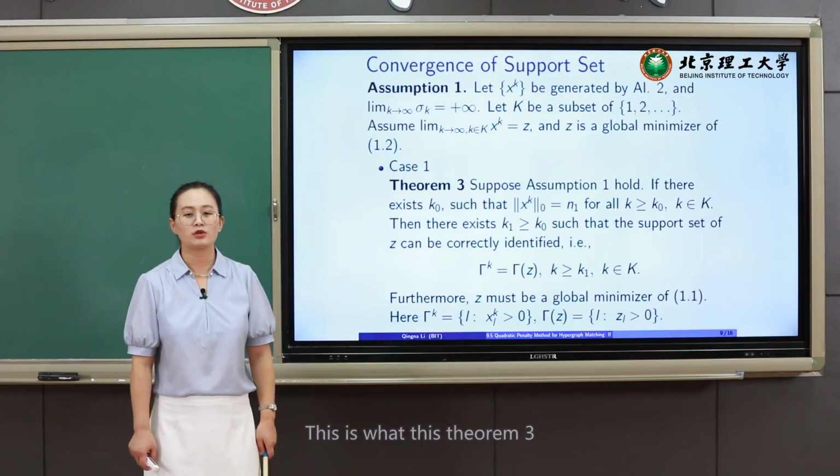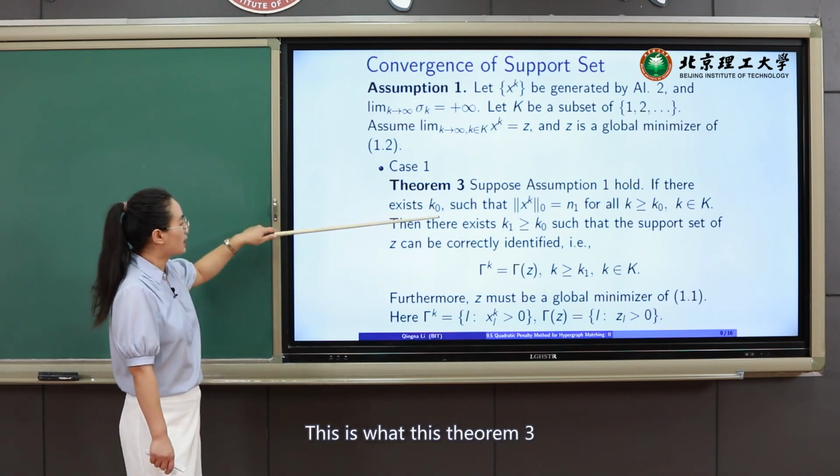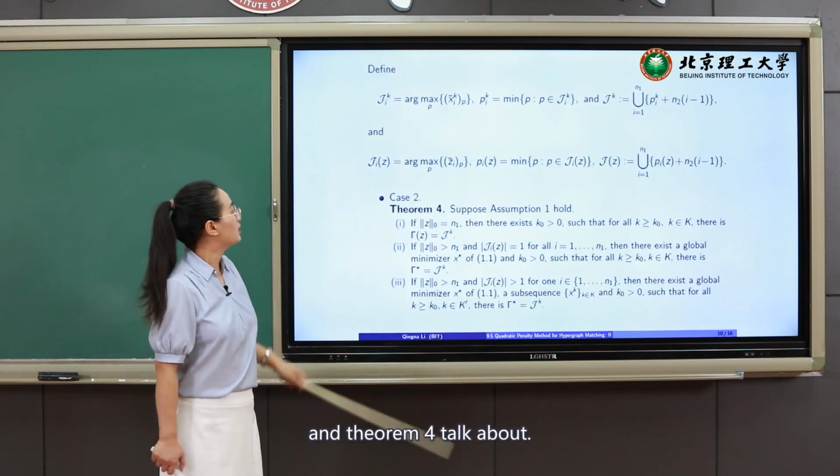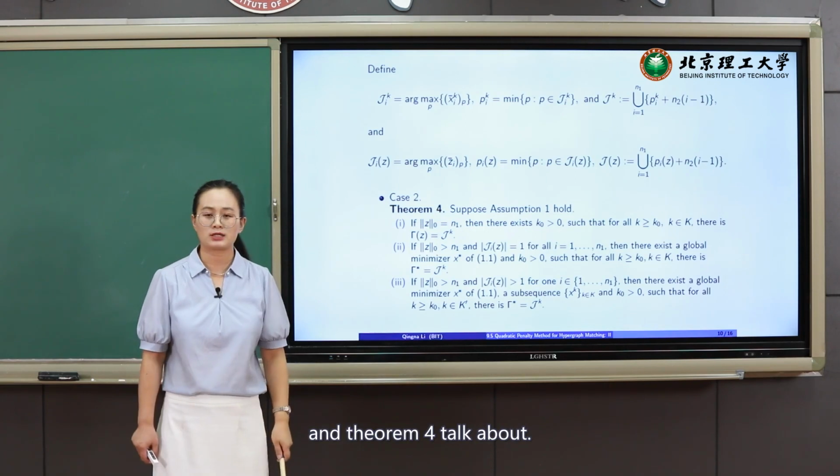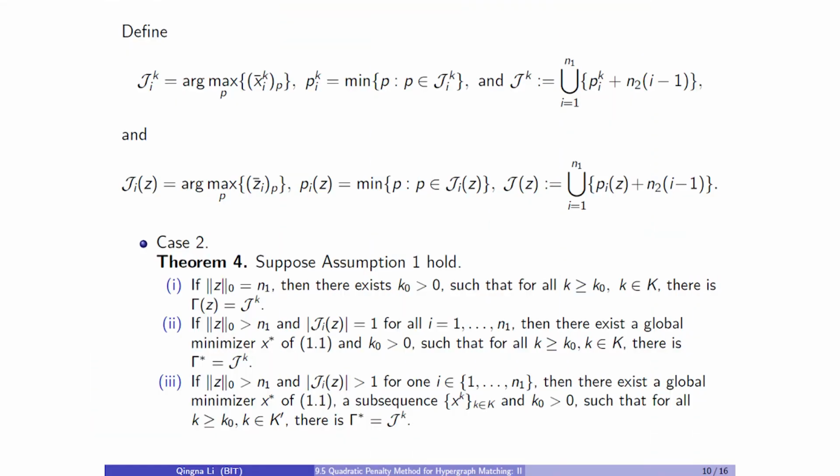Okay, so this is what theorem 3 and theorem 4 talk about. Basically the two theorems tell us that the quadratic penalty method enjoys the exact recovery result in terms of identifying the support set of the global minimizer of the original problem. Okay, so this is a very interesting result.